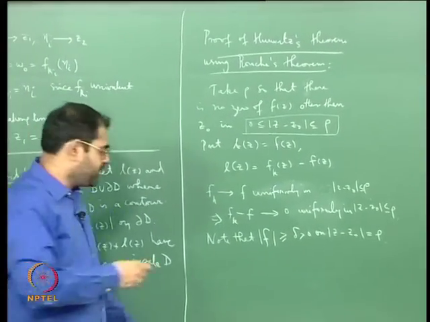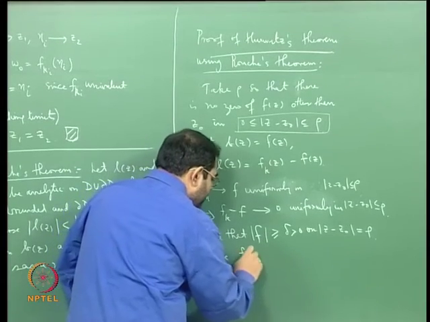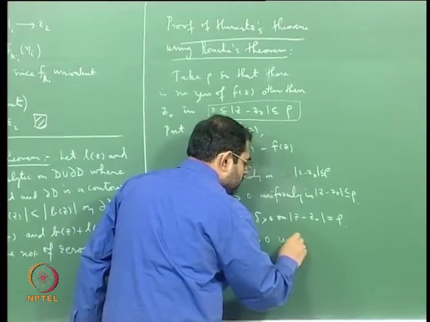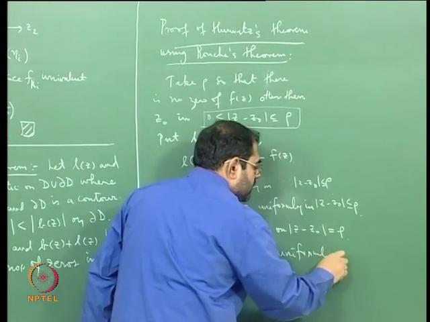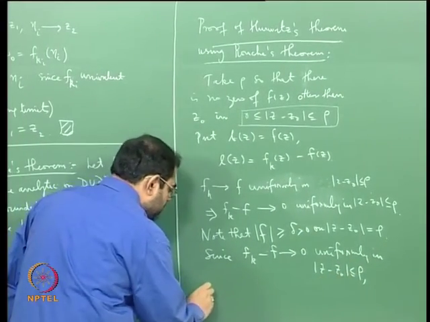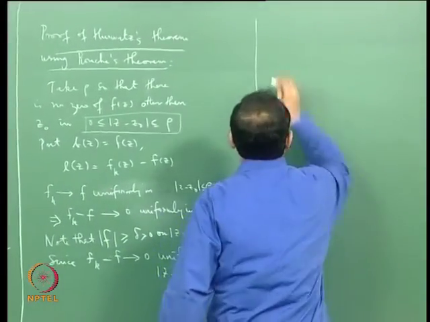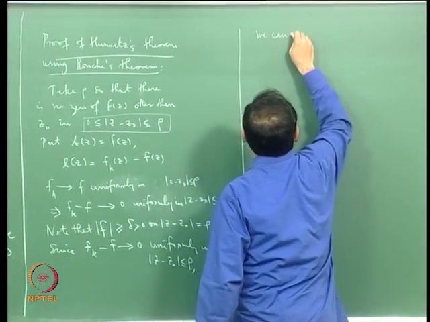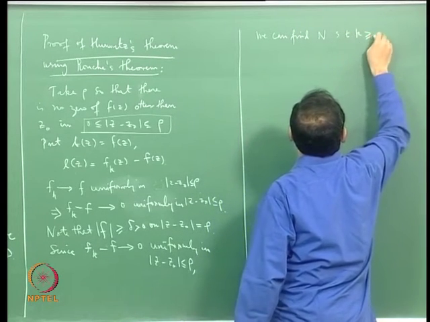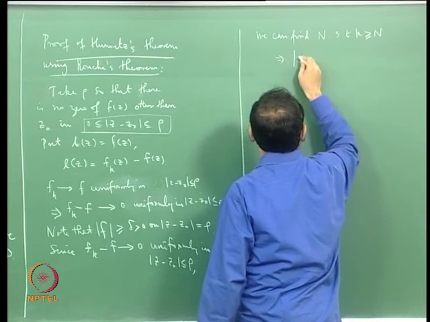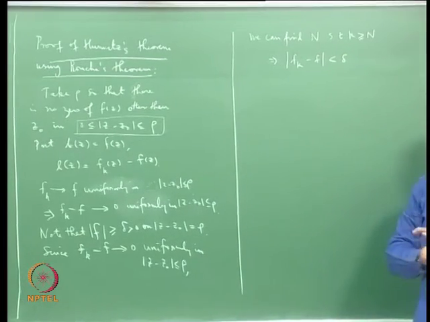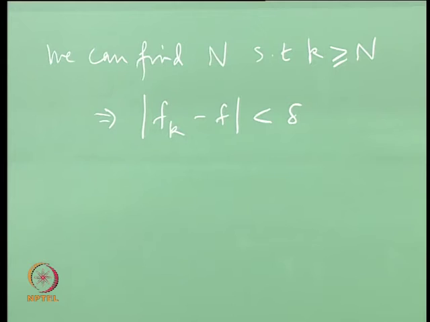Since fk minus f converges to 0 uniformly in mod z minus z naught less than or equal to rho, we can choose, so let me continue here, we can find n such that k greater than or equal to n implies that mod fk minus f can be made less than delta. I mean, this is just uniform convergence.